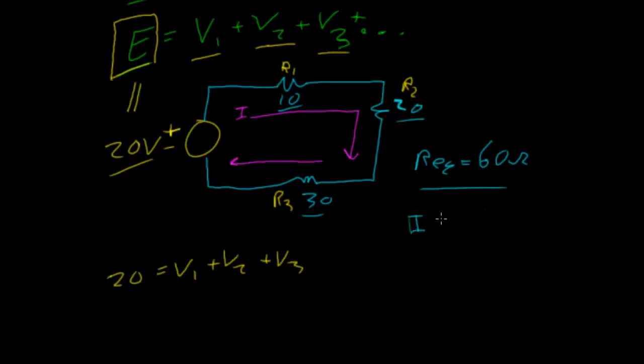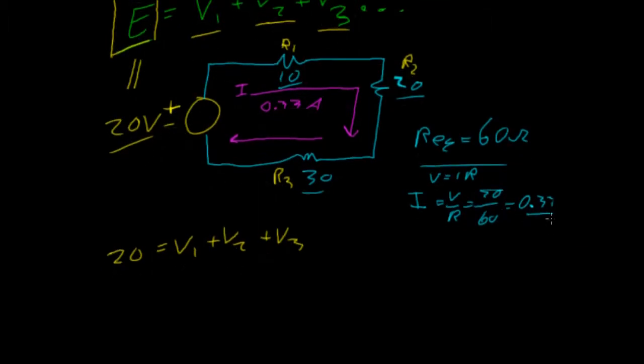So 60 ohms, 20 volts, that's 2 out of the 3 variables we need. We can plug that into Ohm's law, V over R, 20 over 60, which is 1 over 3, or 0.33. So the current in this circuit is 0.33 amps.